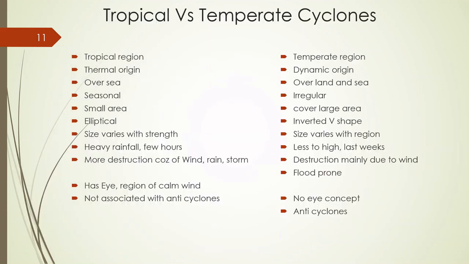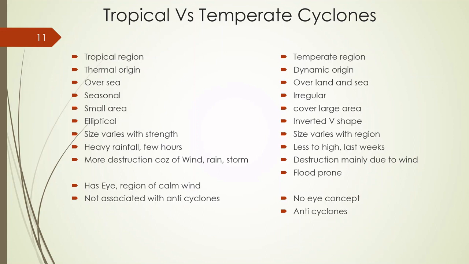Okay, so now we have learned about what tropical cyclones are and what temperate cyclones are. Now we will have a quick recap on the differences between these two. You have already learned this in the previous slides, so this is just a recap. Regionally, tropical cyclones occur in the tropical region and temperate cyclones in the temperate region. And tropical cyclones are of thermal origin. It is because of the temperature.